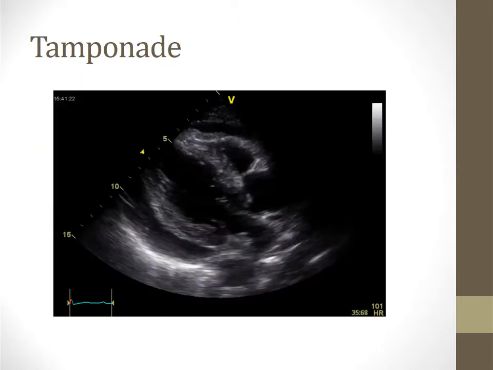This is an echocardiogram image of a patient with tamponade. This is the LV cavity right here. This is the wall of the left ventricle. This is the RV cavity here. And this black space surrounding the heart is fluid. And when that fluid takes on a high pressure, that can lead to tamponade.